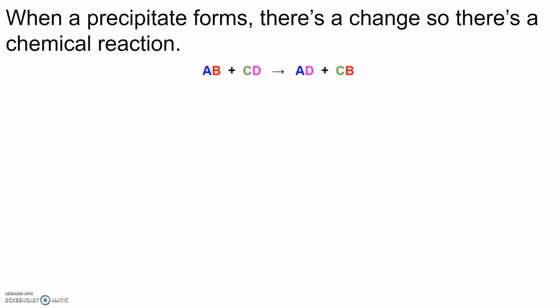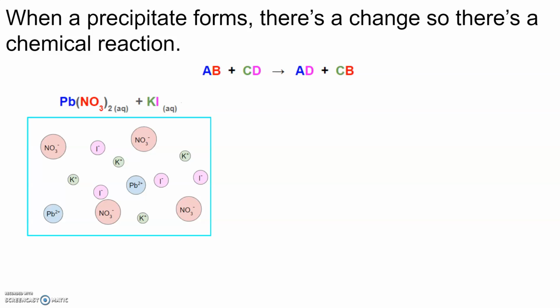So let's take a look again at what happens at a molecular level during a precipitate reaction. And we'll go back to the lead nitrate potassium iodide reaction. So remember the lead nitrate and potassium iodide, you start by dissolving them in water. An ionic compound that's soluble in water is going to break apart into its ions. And so that's what we're showing here, the ions.